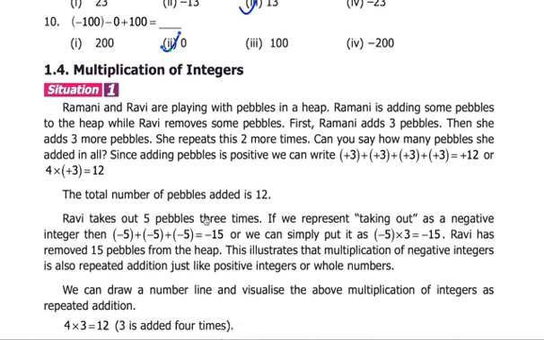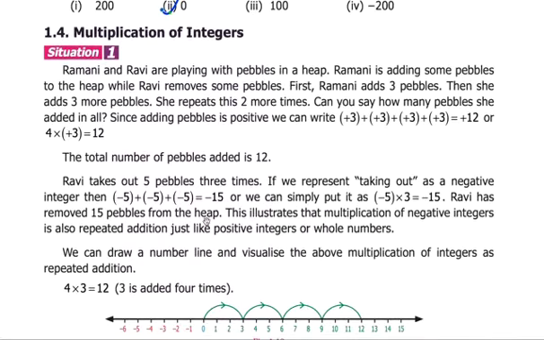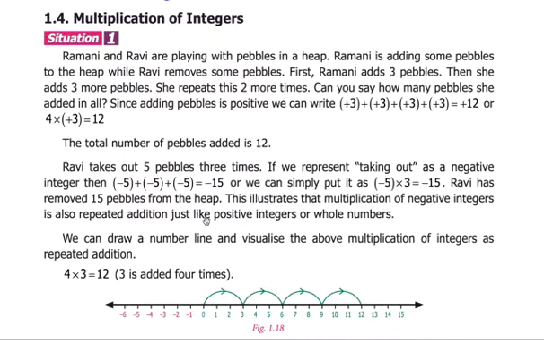Okay. Now here comes multiplication of integers. Situation 1. Ramani and Ravi are playing with pebbles in a heap. Ramani is adding some pebbles to the heap while Ravi removes some pebbles. First Ramani adds 3 pebbles, then she adds 3 more pebbles. She repeats this 2 more times. Can you say how many pebbles she added in all? 12, right? The total number of pebbles added is 12.